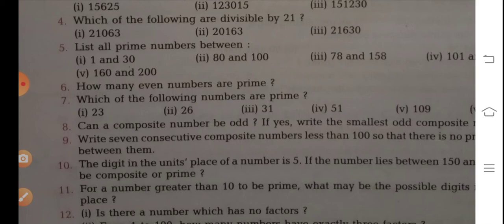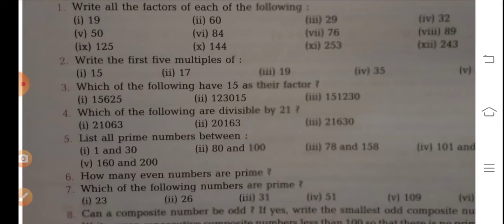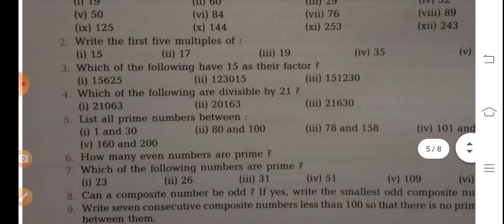Next question: list all prime numbers between 1 to 30. So my dear student, firstly I want to say what is a prime number. If you understand about prime numbers, then you can also find them. A prime number is a number which is divisible by 1 and itself. Which number is divisible by 1 and itself is called a prime number.